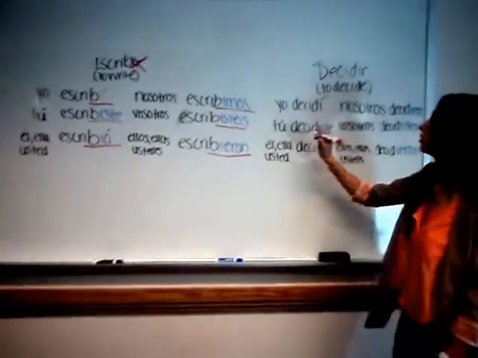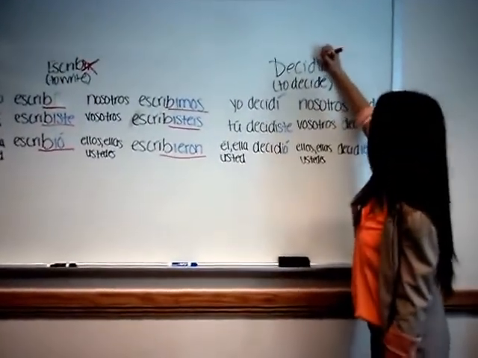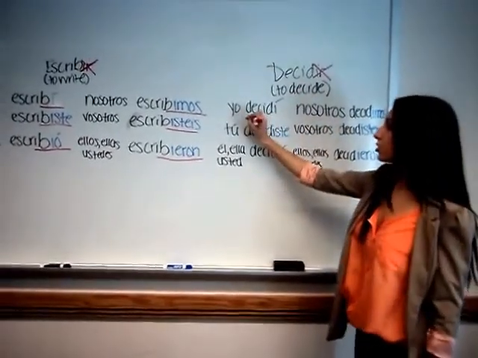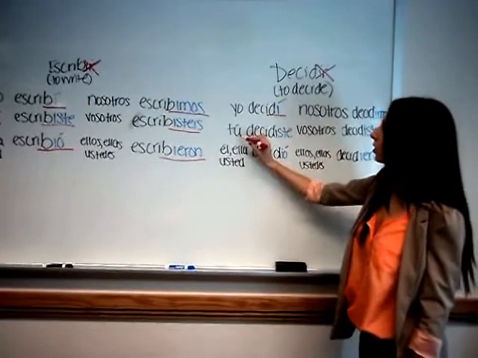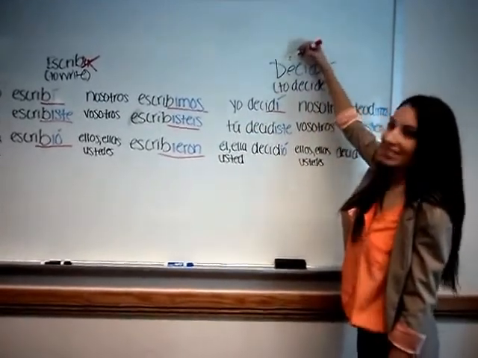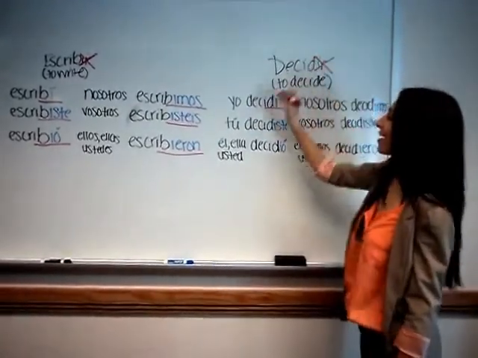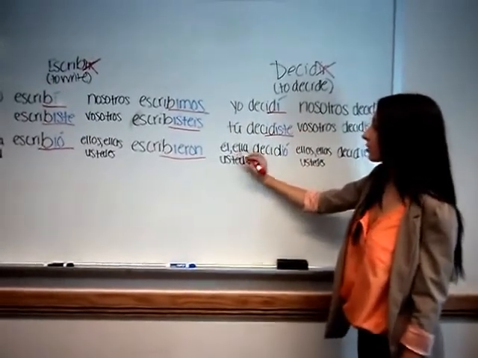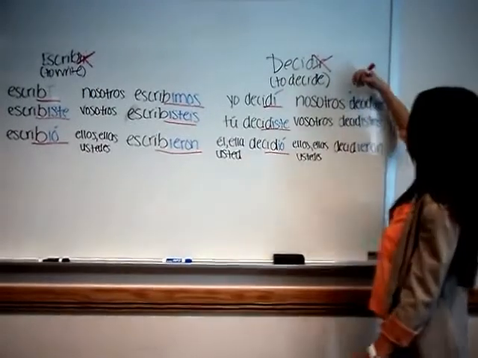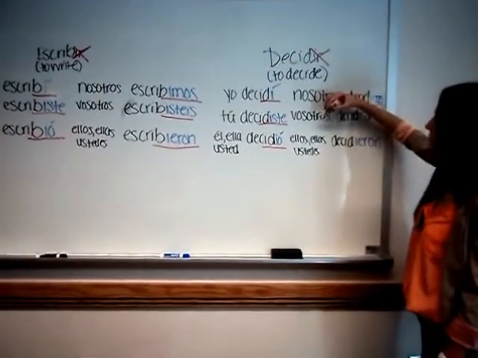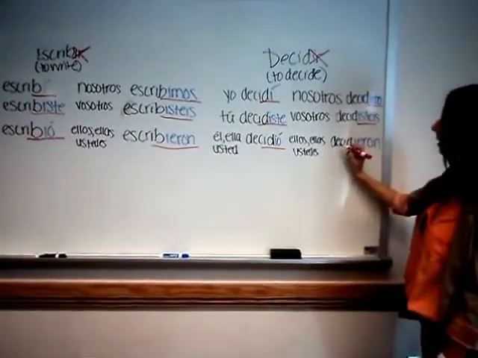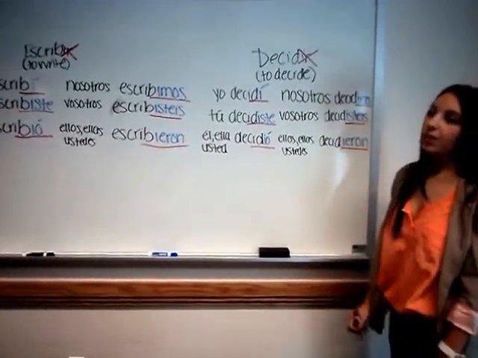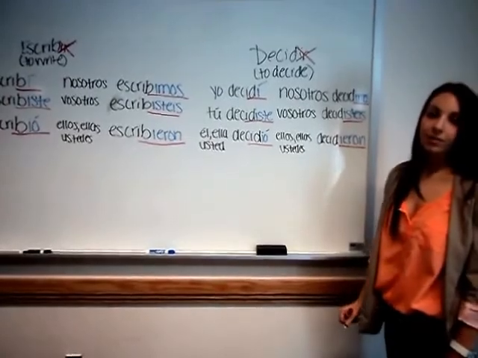And our last example, again an IR verb, we cross out the IR and we add our ending. Our verb is decidir, which means to decide. So we have yo decidí, tú decidiste, él, ella, usted decidió, nosotros decidimos, vosotros decidisteis, y ellos, ellas, ustedes decidieron. And that is the preterite tense for AR, ER, and IR verbs.